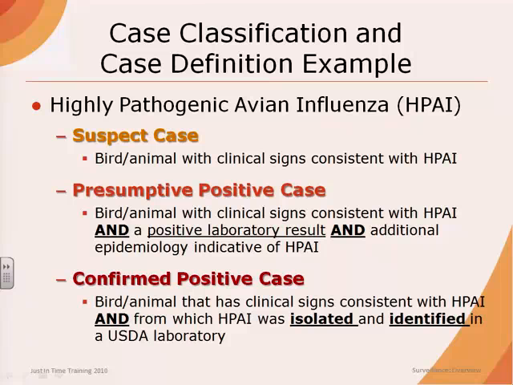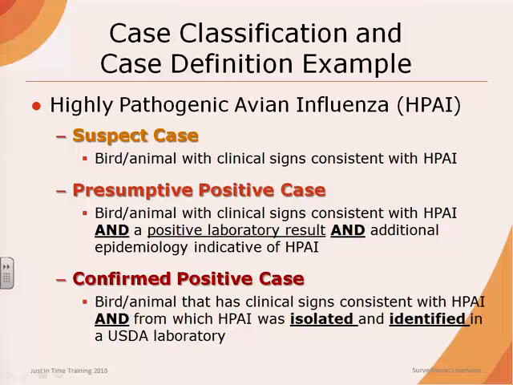As an example, let's look at the sample case definition for highly pathogenic avian influenza, a highly contagious viral disease of poultry. Here, the definition of a suspect case includes any bird or animal with clinical signs consistent with highly pathogenic avian influenza. Note that clinical signs of a disease must be known and usually accompany a case definition.